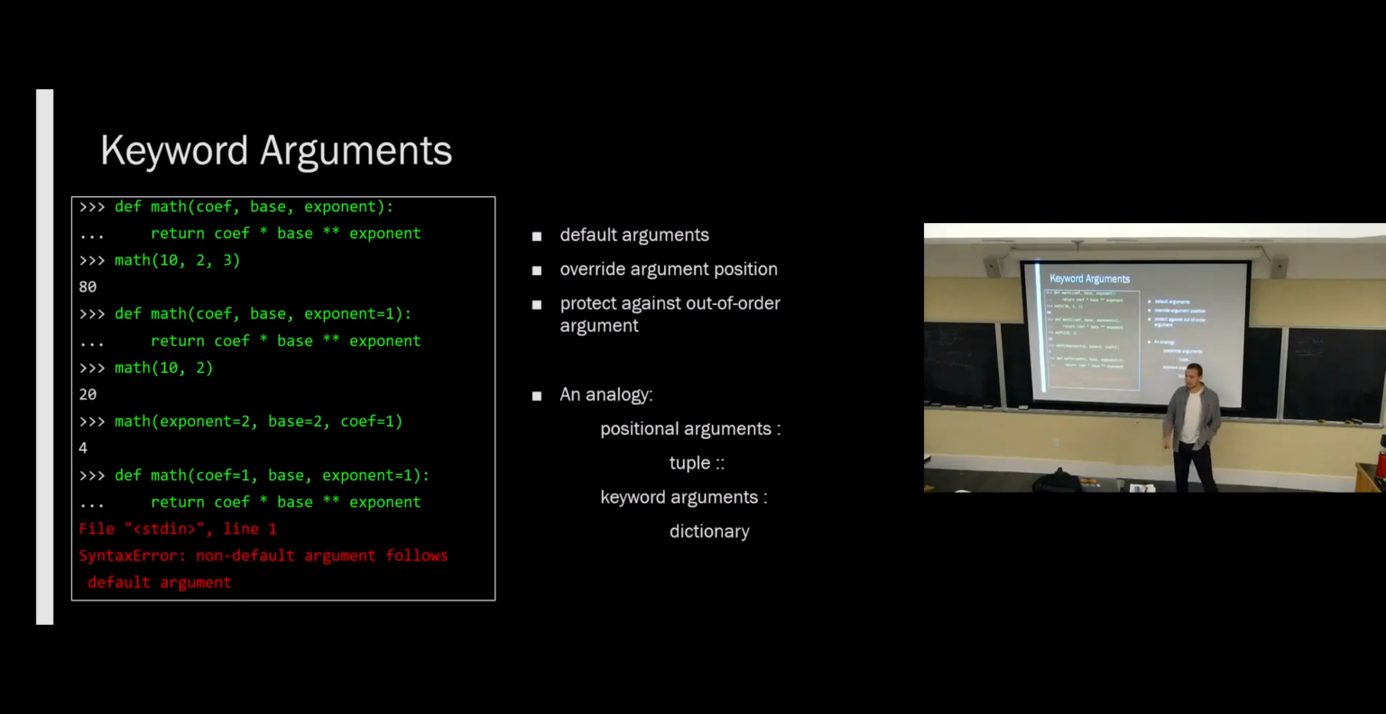Yeah. So where do you go with that? What if it's coef, base equals 1, exponent equals 1, and then you say, here, in the definition. Base is also optional. Okay. And then you call math of one number, exponent equals something, and then another number. Good question. We'll get to that.